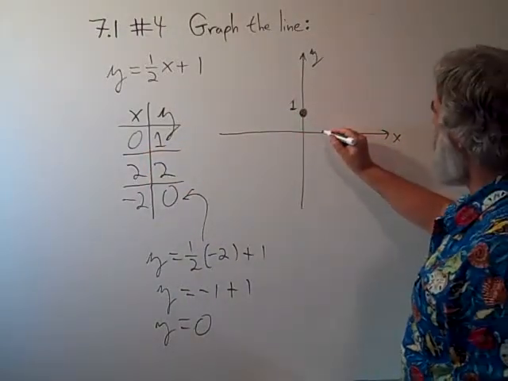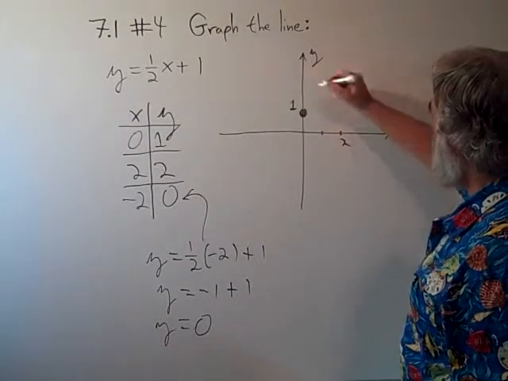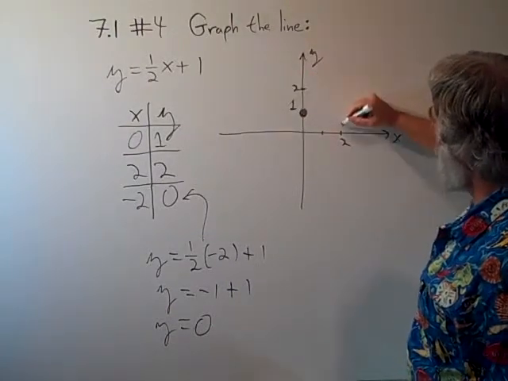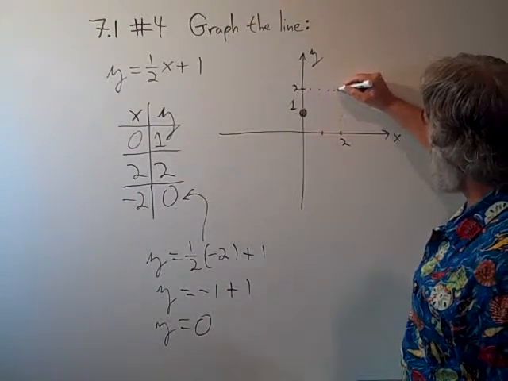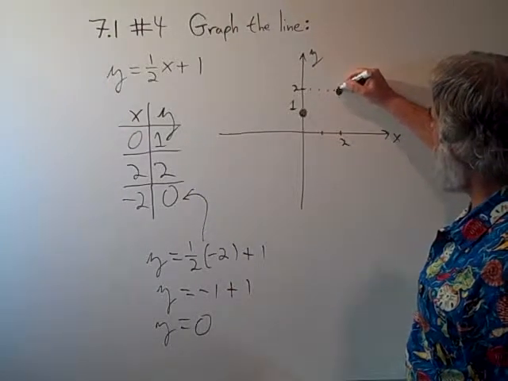Then if I go over 2, I have to go up 2 to get back to the line, which brings us to about this point.